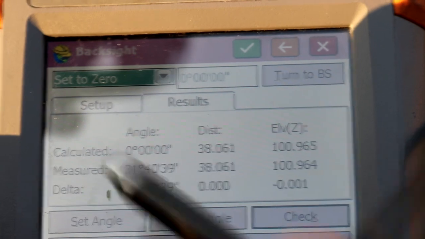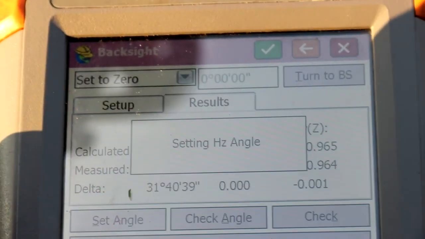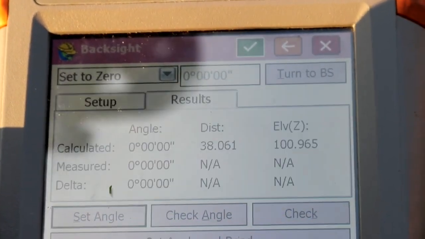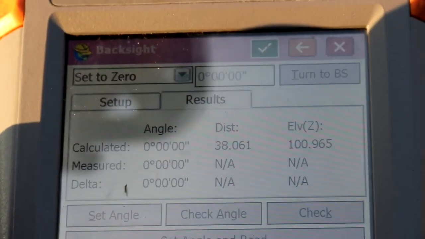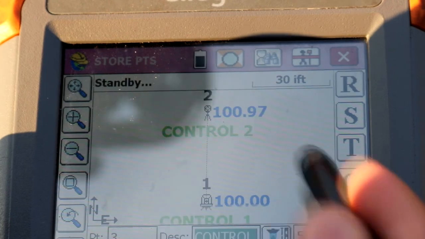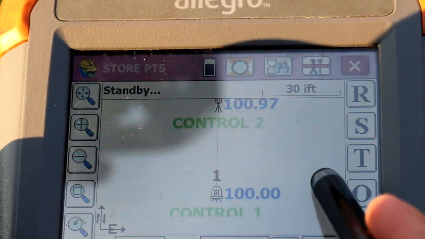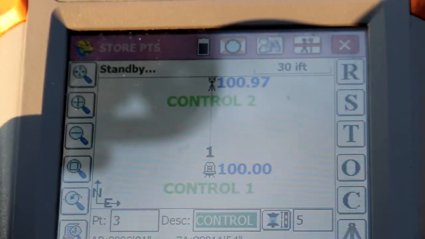It is fine. We can go ahead and set our angle, and this is actually going to be zeroing out our backsight. So now our backsight is at 0, and we can accept these settings. And this now loads in our project. You can see control point 1 and control point 2.